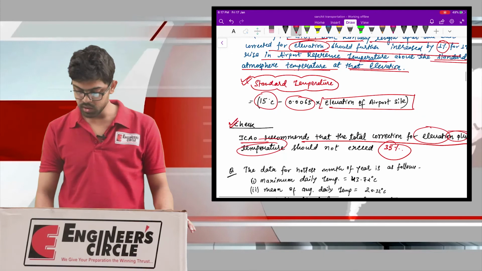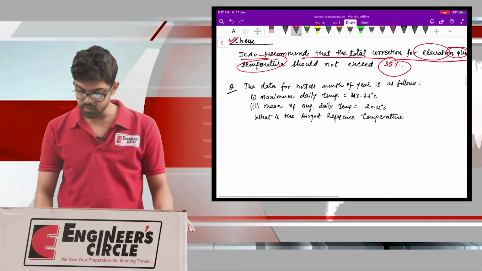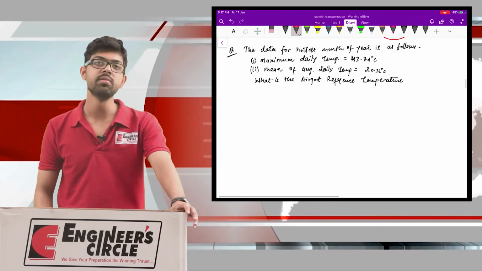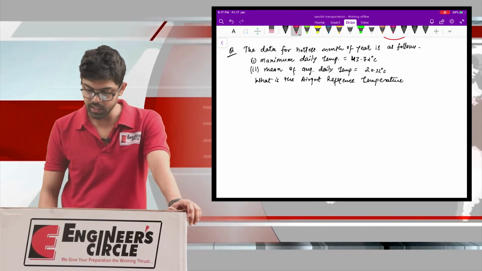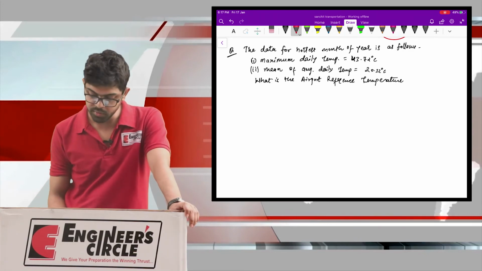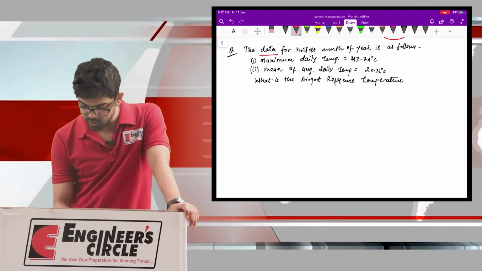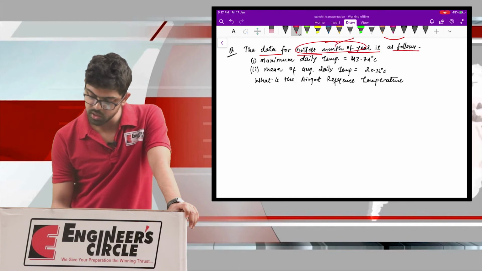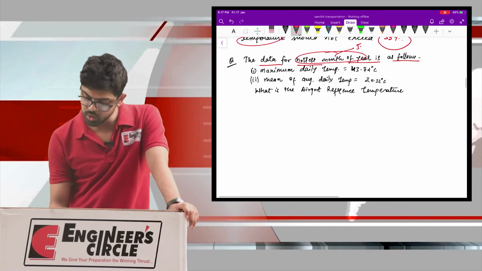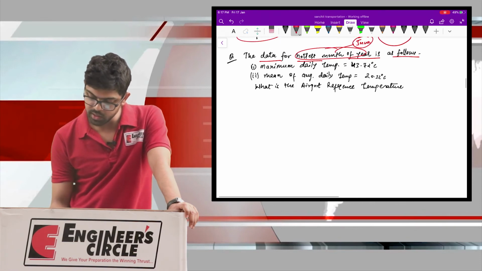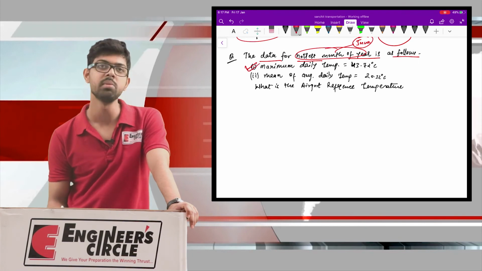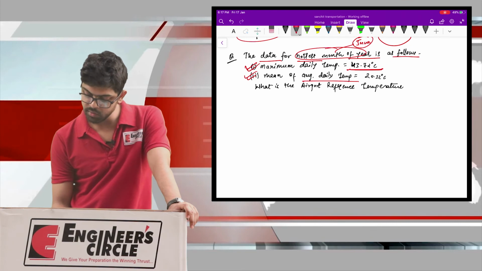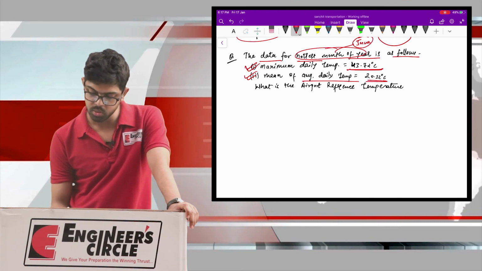Now let us solve a brief numerical regarding the calculation of airport reference temperature. The question says the data for the hottest month of the year is as follows. Let us suppose it is the month of June. For June, the maximum daily temperature is given as 43.72 degrees, and the mean of the average daily temperature is given as 20.32 degrees centigrade.